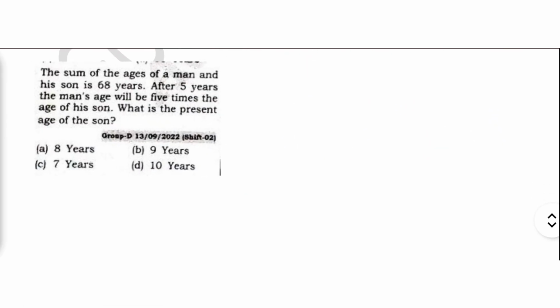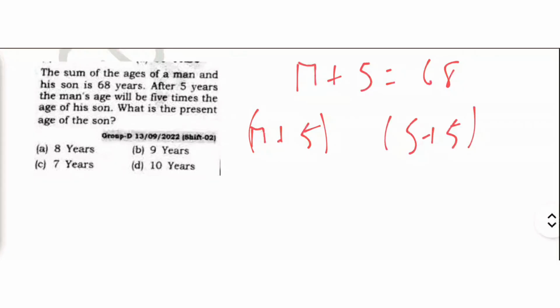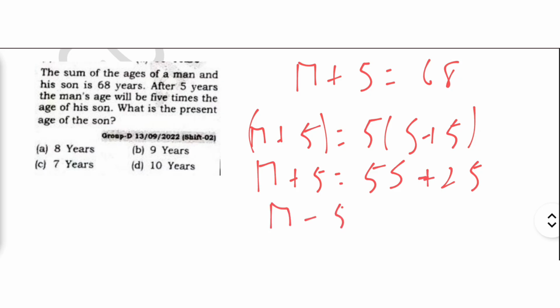The sum of the ages of a man and his son is 68. This is your man and this is his son, the sum of the ages is 68. After 5 years the man will be M plus 5, son will be S plus 5. So man's age after 5 years will be 5 times the son's age. M plus 5 is nothing but 5S plus 25. So M minus 5S is nothing but 20.